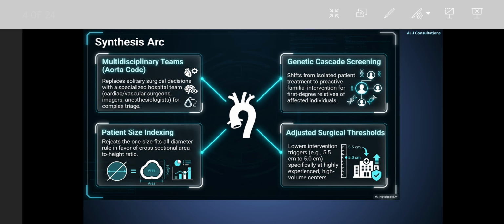Nowadays, we focus on multidisciplinary teams that replace solitary surgical decisions with a specialized hospital team with cardiac and vascular surgeons, imagers, and anesthesiologists. There's genetic cascade screening, which shifts care from the isolated patient to proactive familial intervention. With patient size indexing, it's not one size fits all, and surgical thresholds are adjusted based on the local expertise available.